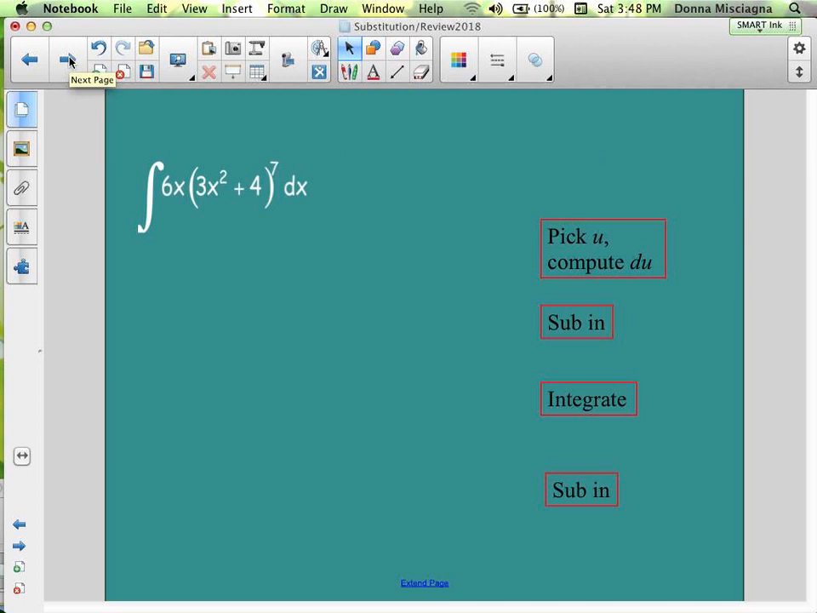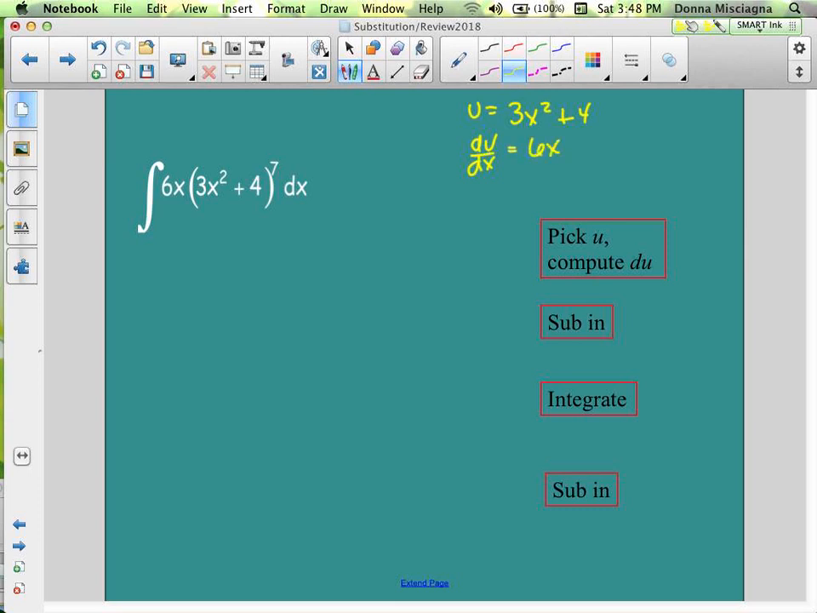All right, so here the u will be, I've got to make that yellow. It's hard to see that dark red. The u will be the something to the power, so 3x squared plus 4. Not the power, but just the something that's raised to that power. The derivative with respect to x would be 6x. So now to multiply both sides by 6x, du is 6x dx. Everyone's accounted for.